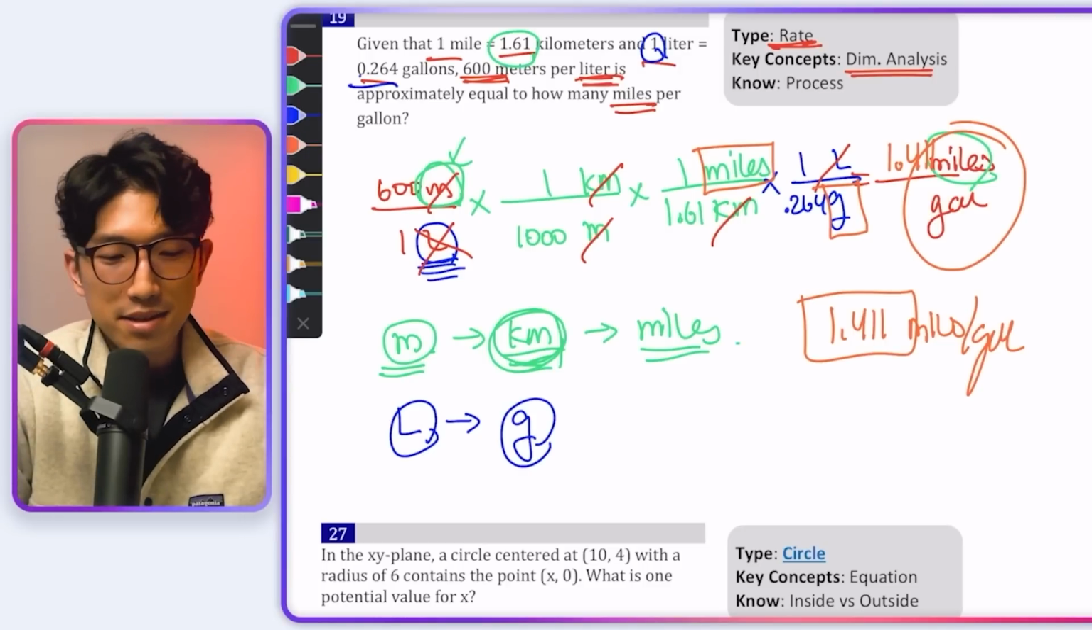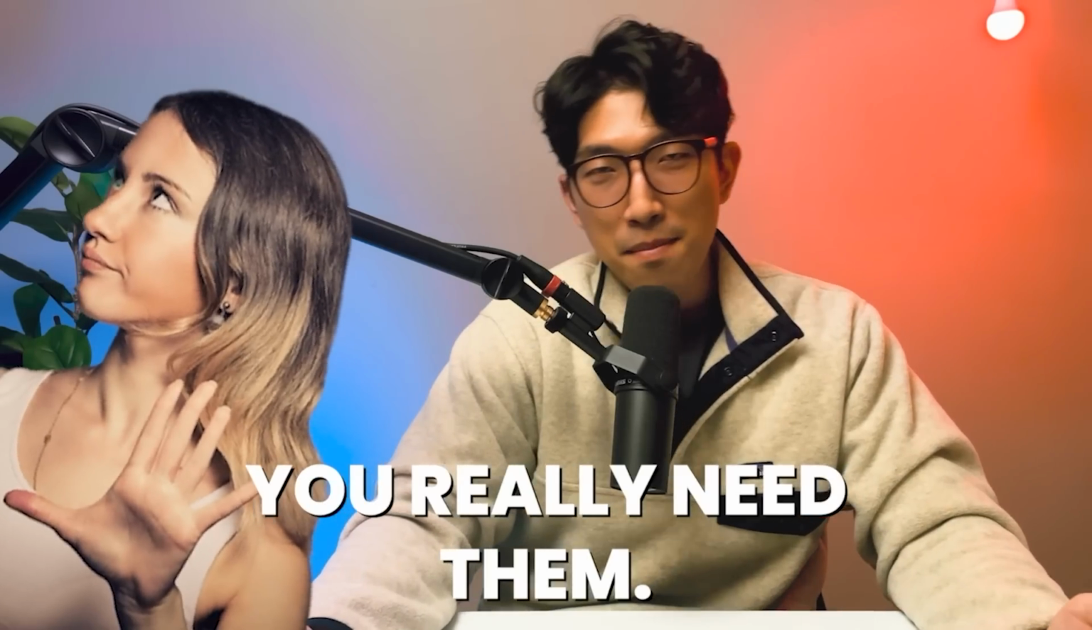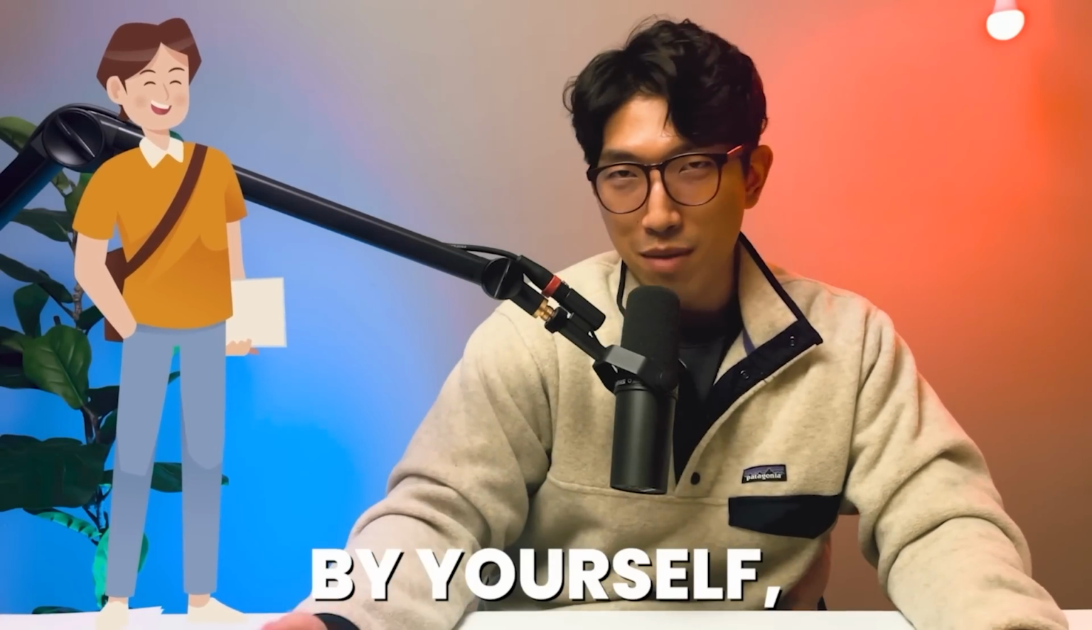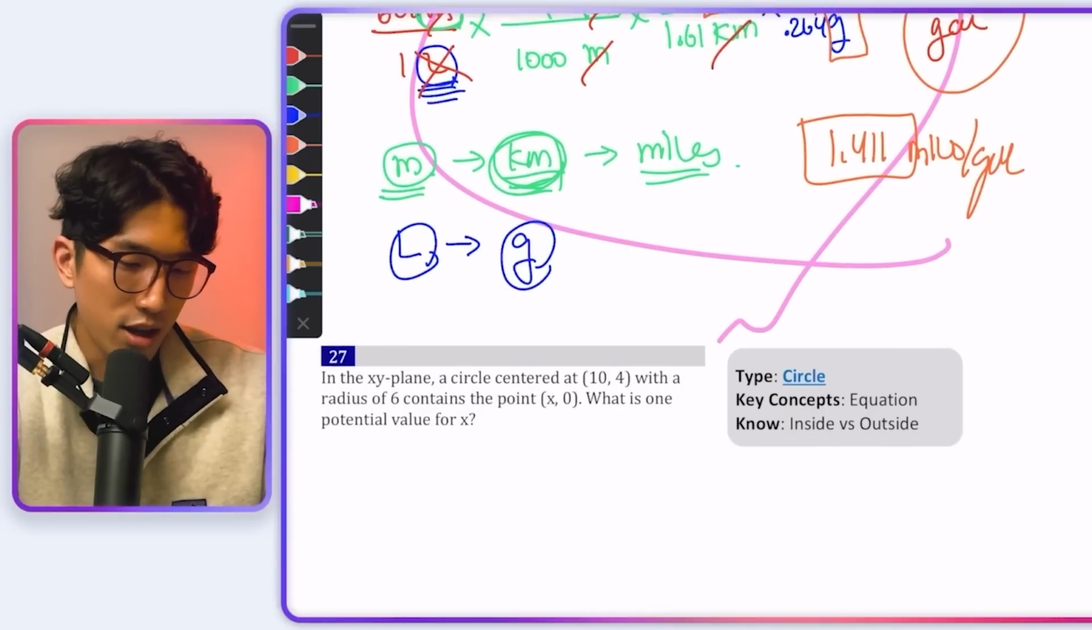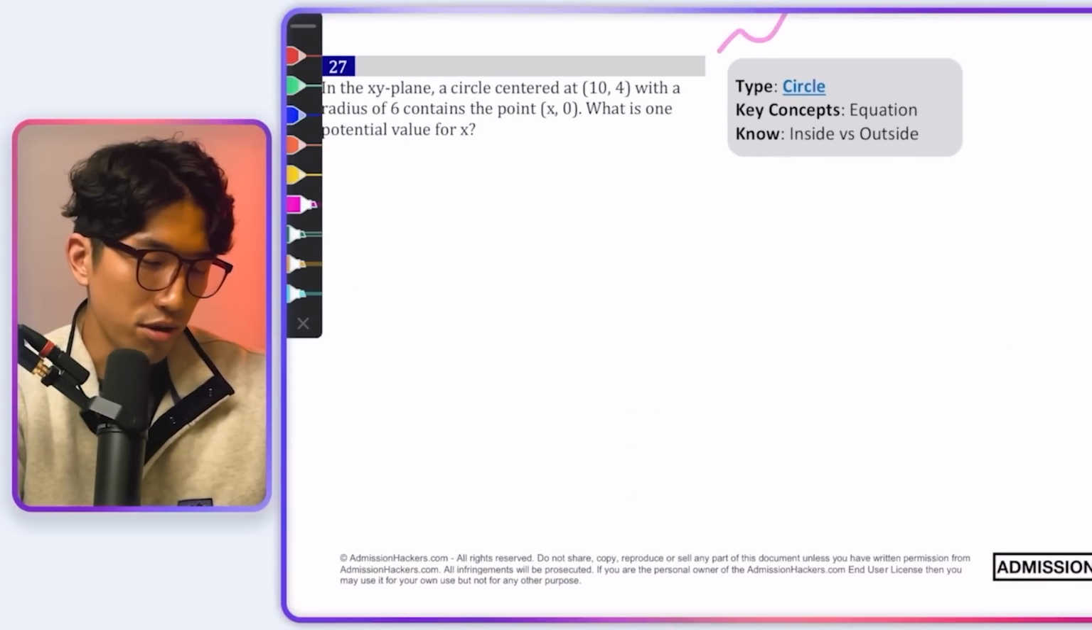So dimensional analysis is like your parents. You don't think you really need them, but once you go off to college and you have to do everything by yourself, you realize that you do. So take a second and text your mom and dad that you love them. And let's go to the last question.